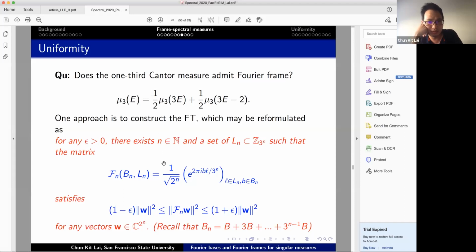So you go down deep enough to some of the levels, and then some of the Ln in the Cantor set, to 3 to the power n. So the bn is the Cantor measure in the nth level, and then this matrix is almost orthogonal in the following sense. You've given me an epsilon, I can always do such a thing. I can go down to the level and then find some almost orthogonal Fourier submatrix. Then I will be able to construct a Fourier frame.